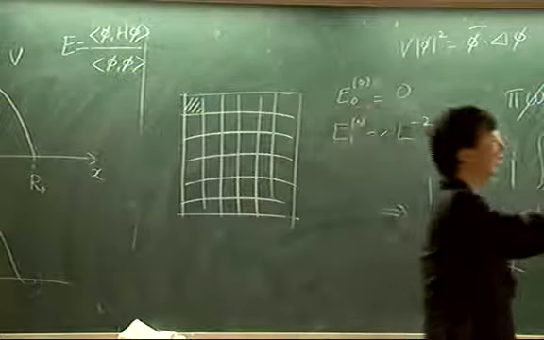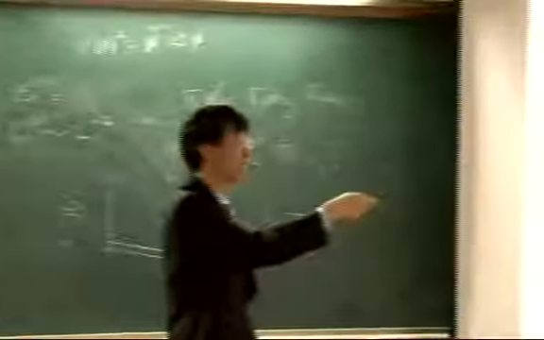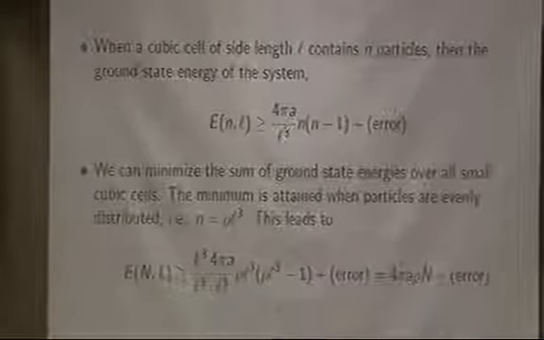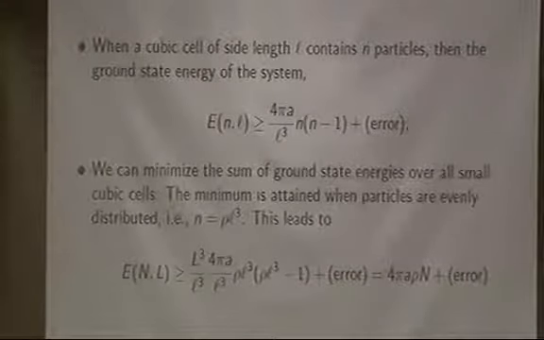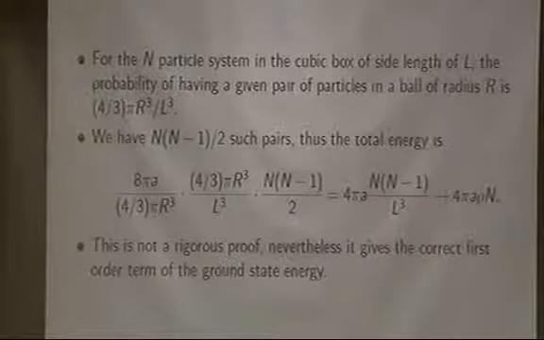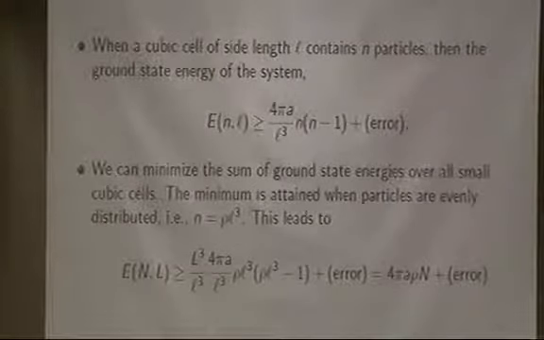So each cubic cell of side length small l instead of large L contains n particles, small n instead of large N. Then the ground state energy of the system of n particles in this small cell is 4 pi a over l cubed times n times ms1. So this has the same structure as 4 pi a times n times ms1 over l cubed, plus some errors.